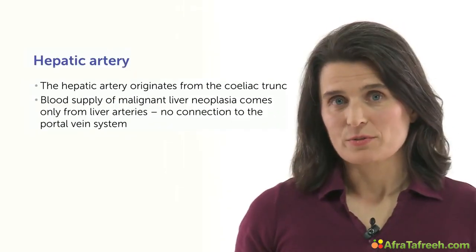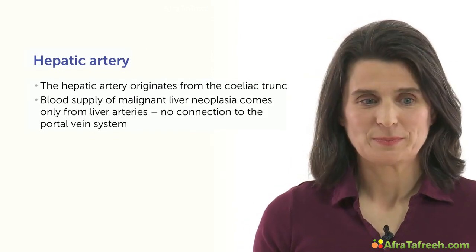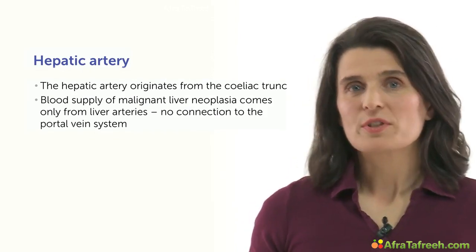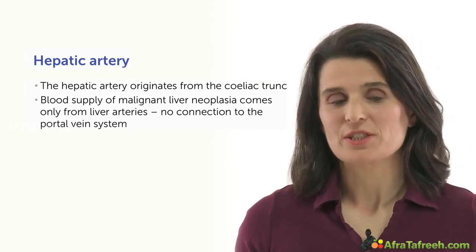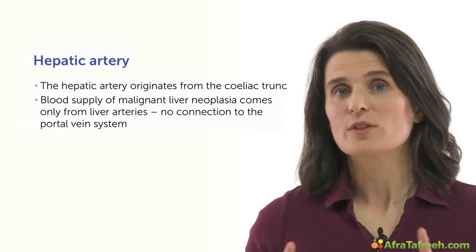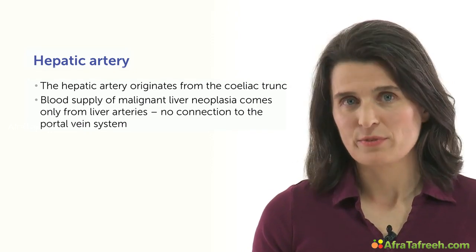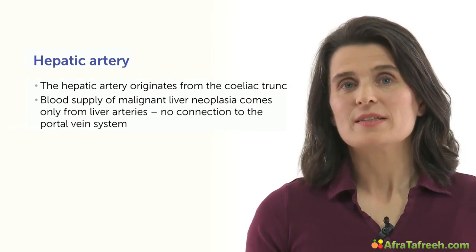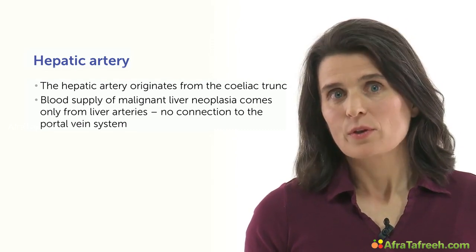The hepatic artery itself originates from the celiac trunk. And an important fact to know is that blood supply of malignant lesions comes only from liver arteries. There is no connection to the portal vein system. And this is a fact that can help us in distinguishing benign from malignant lesions through contrast-enhanced ultrasound.